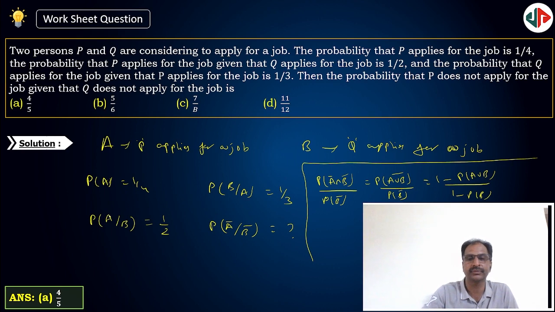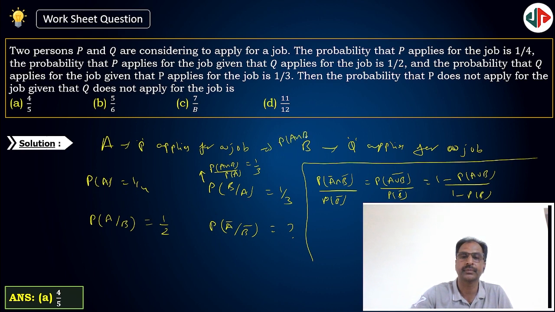From this, we can find P of A intersection B. How to find P of A intersection B? P of B by A is nothing but P of A intersection B by P of A. So what is P of A intersection B? 1 by 3 into 1 by 4, 1 by 12. Now, P of A union B you can easily find. How?